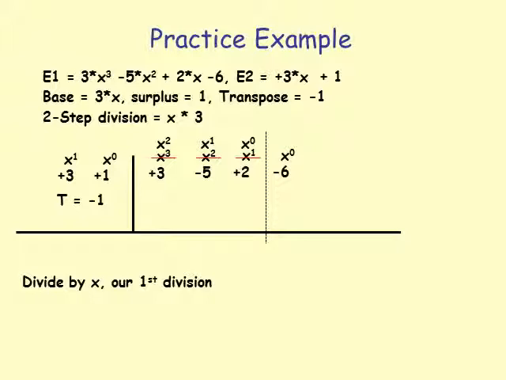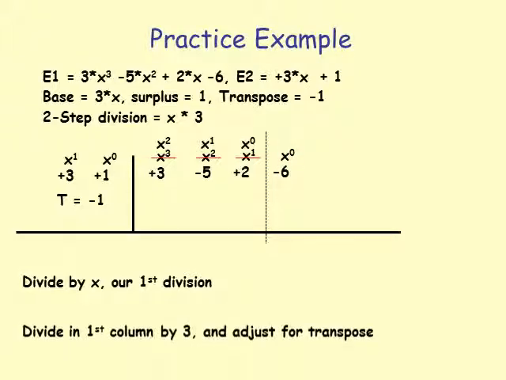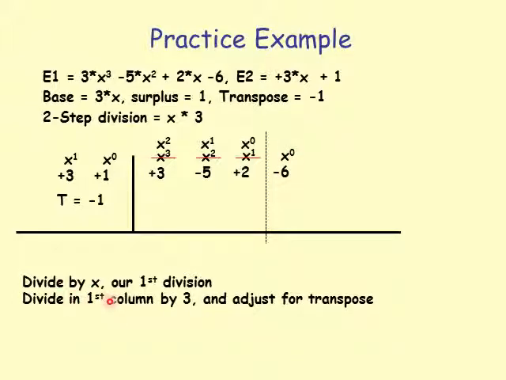So x cubed divided by x is x squared. X squared divided by x is x, and x divided by x is a constant term, and the remainder is the minus 6 constant term. Let's continue here. First we divide the first column by 3, which is my second division. So 3 divided by 3 is plus 1. Now we adjust plus 1 times the transpose minus 1 in the next column.